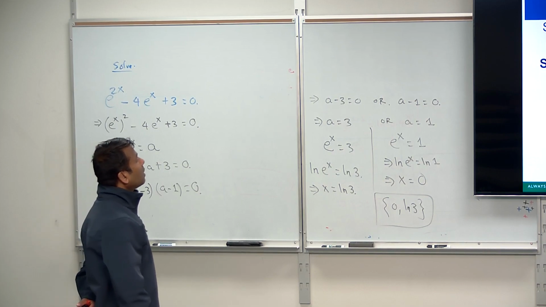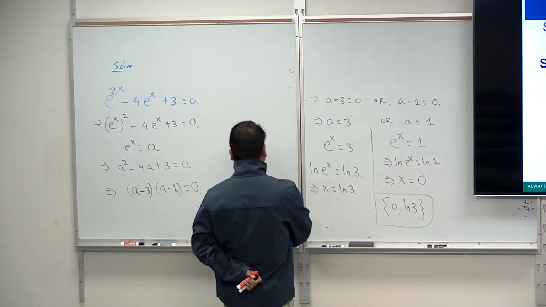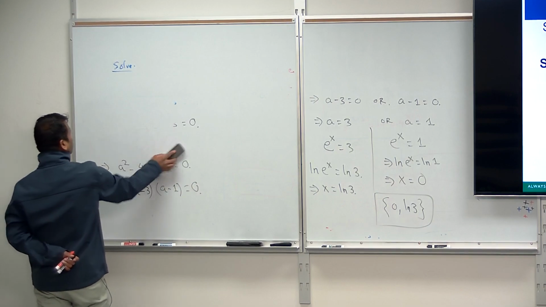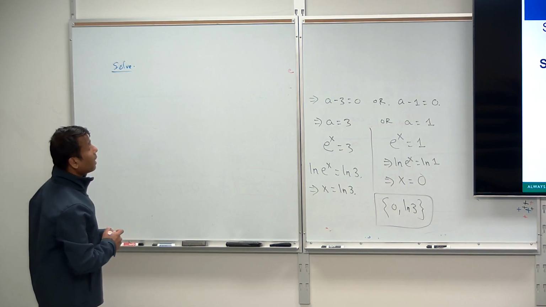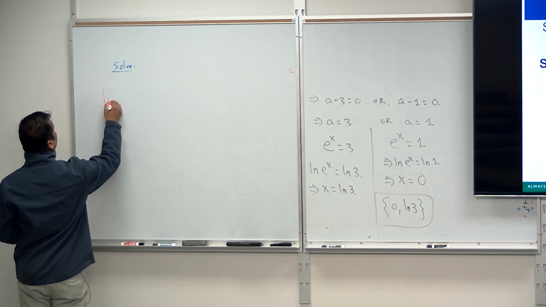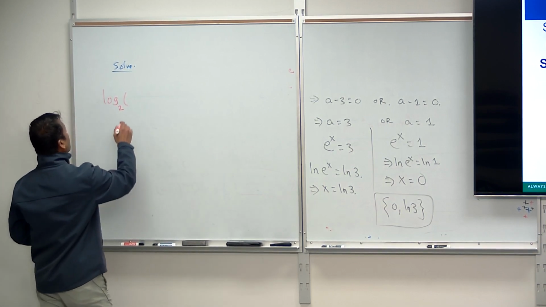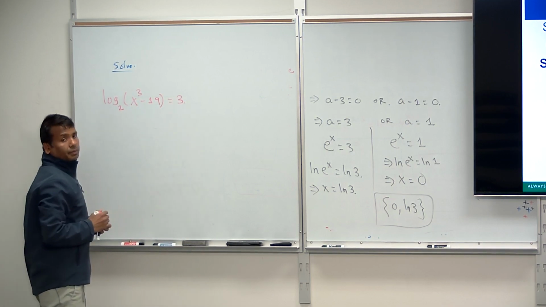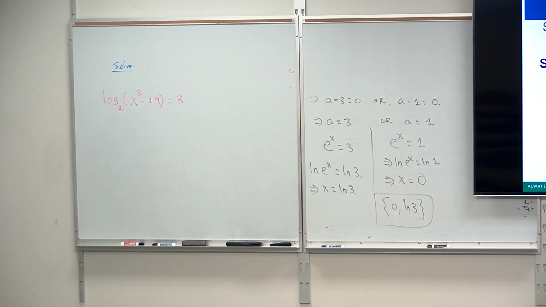Okay. Now similarly, if you have a logarithmic equation like this, logarithm with base 2 of x cubed minus 19 equal to 3, you have to solve this equation. Do you know how to solve it?